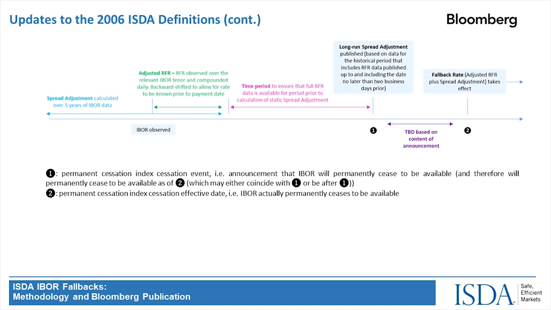These spread adjustments are published by Bloomberg on an indicative basis up until an event under number 1 occurs, so up until an announcement. When such an announcement does occur, as mentioned, the spread adjustment will freeze and will not change again. The value of the compounding risk-free rate will continue to be published on an indicative basis until event 2 occurs. And the all-in fallback that is published beginning on event 2 is the fallback that is referenced in the updates to the 2006 definitions.